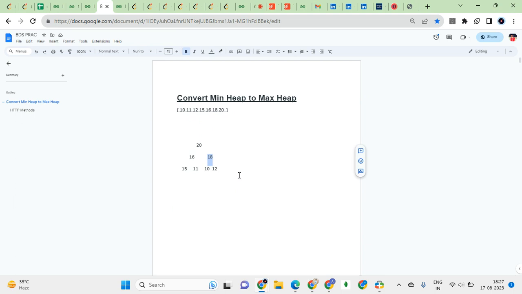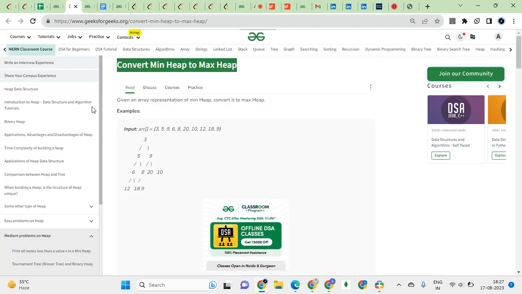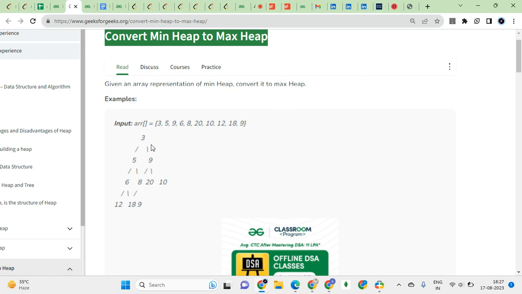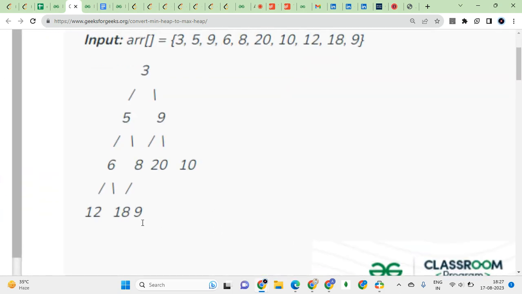But what about 20? This was fine with respect to 20, not fine with respect to 10. Okay, whatever. So now I think this would be the max heap for that. Now let's consider the example they are giving. Quickly tell me what will be the max heap for this. Just do it over here.